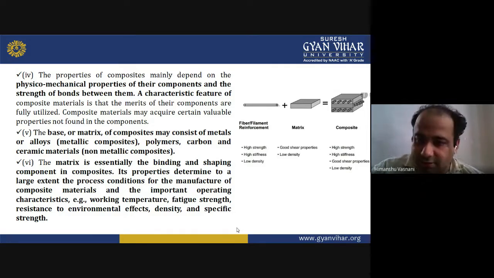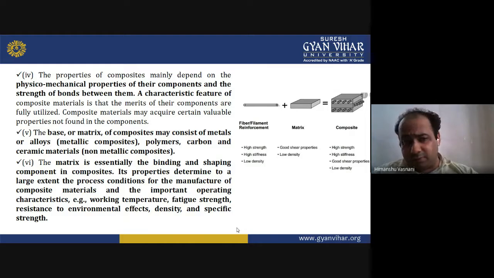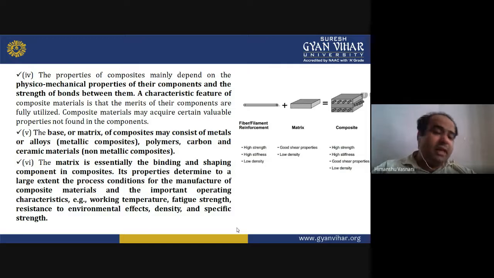You can see in this diagram the properties of the first reinforcement material and the matrix inside the second material. We can see the features are combined in the composite. So composite materials may acquire certain valuable properties not found in the components. Then the base or matrix of the components may consist of metals or alloys, polymers, carbon, and ceramic materials.